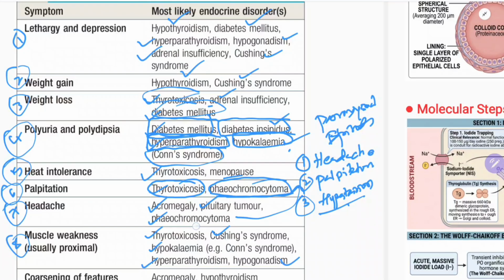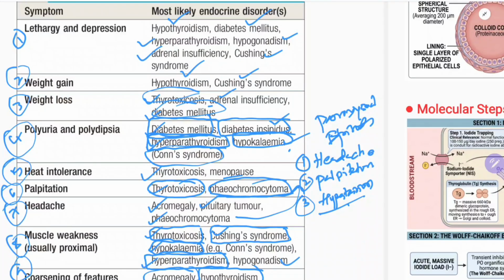So thyroid gland like thyrotoxicosis, okay. Cushing syndrome also can cause proximal myopathy. Thyrotoxicosis can also cause proximal myopathy. Cushing syndrome can also cause myopathy. Conn syndrome, because there is hypokalemia in Conn syndrome, so that's why there is proximal myopathy. And hyperparathyroidism, so there is hypercalcemia actually here. In hyperparathyroidism there is hypercalcemia, so that is causing proximal myopathy. And hypogonadism, okay. And ninth is coarsening of features, you see in hypothyroidism commonly, and acromegaly.